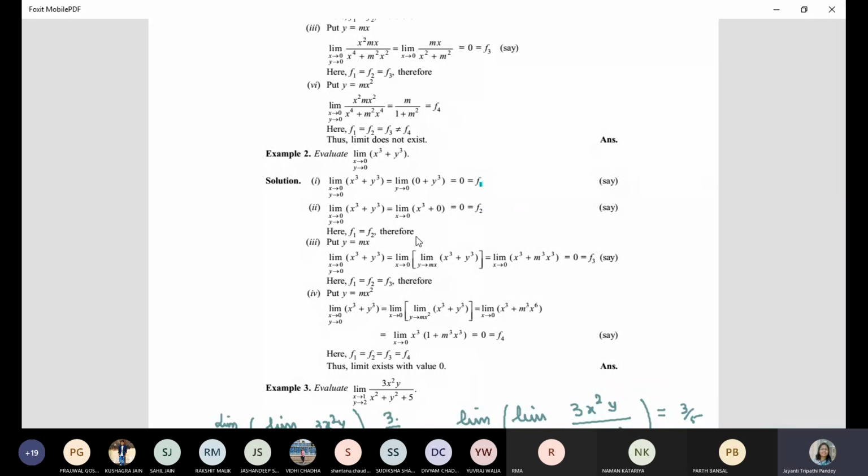Now see this. Here in this case, f1, f2, f3 and f4 all are coming as 0. Therefore the limit exists and is 0. All right. You can check this.